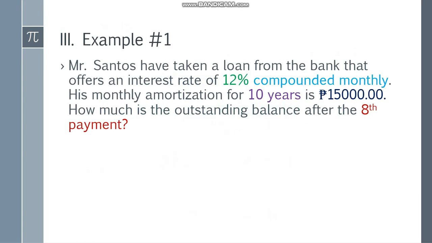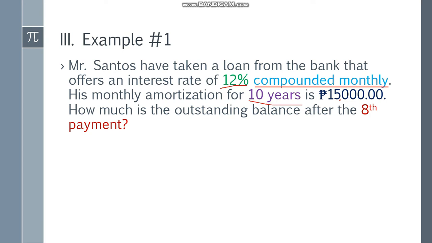Let's have the first example. Mr. Santos has taken a loan from the bank that offers an interest rate of 12% compounded monthly. So, ito na yung rate natin. Ito na yung frequency. His monthly amortization for 10 years is 15,000 pesos. How much is the outstanding balance after the 8th payment?